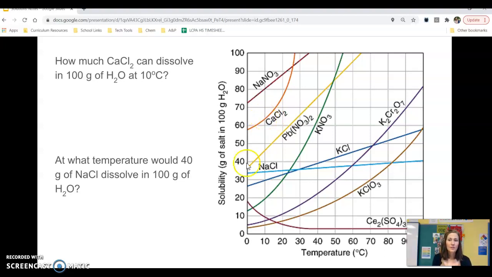The other way you can use this is, what temperature would 40 grams of NaCl dissolve in 100 grams of H2O? If I have 40 grams, I go all the way over on 40 until I hit that light blue line, which looks like right about 90 degrees Celsius. So you can use this to find the temperature, or the amount of solute that you can add based on that temperature.